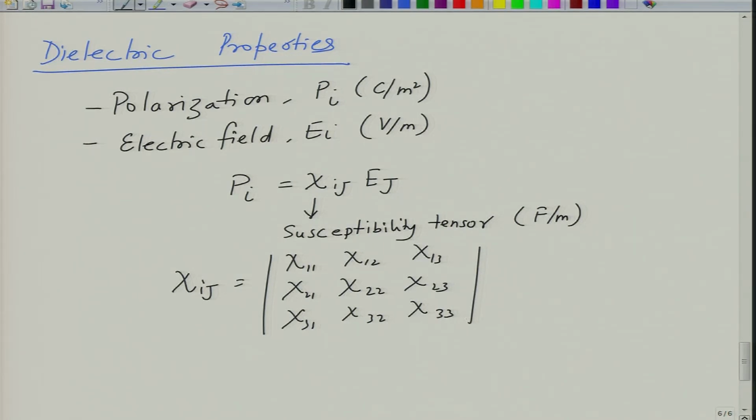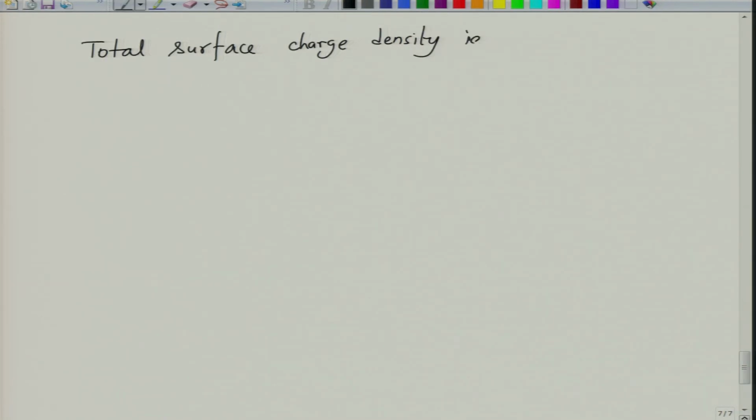This relation however is valid only for linear dielectrics or the linear portion of a nonlinear dielectric. So, when you make a polarization versus electric field diagram for a nonlinear dielectric, you can apply this relation only to the linear region of that plot, not to the rest of the plot. Now let us see what is the total surface charge density, which is essentially the dielectric displacement when you apply electric field.